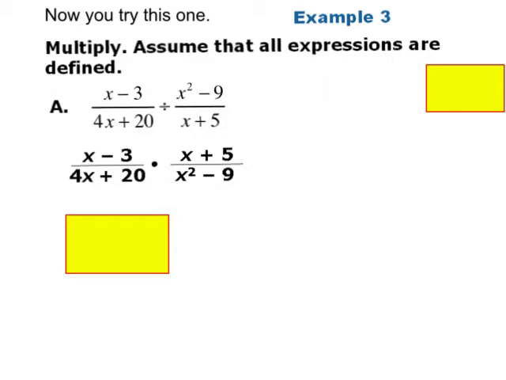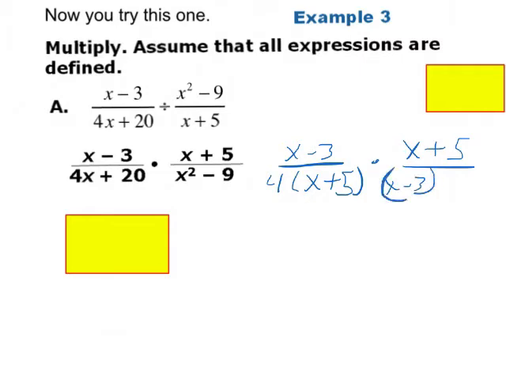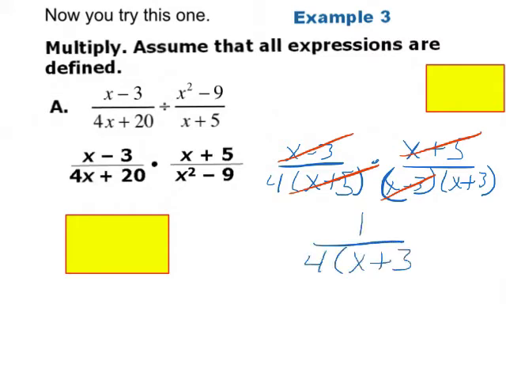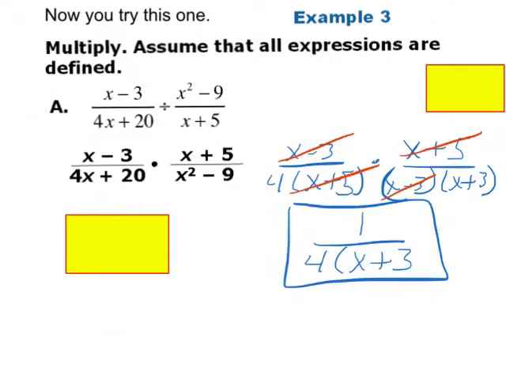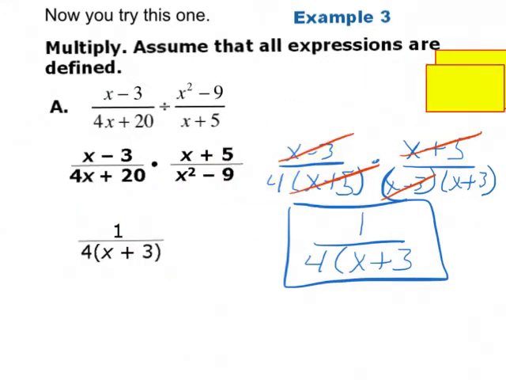So you're going to end up with x minus 3 over 4 times the quantity x plus 5, times, then I get x plus 5, divided by x minus 3 and x plus 3. Then we're going to start dividing things out. And I see the x minus 3 is divided out, the x plus 3 is divided out, and for our final answer, we are left with 1 over 4 times the quantity x plus 3. And there's our final answer. And do we agree? Did we get it right? And yes, we did.